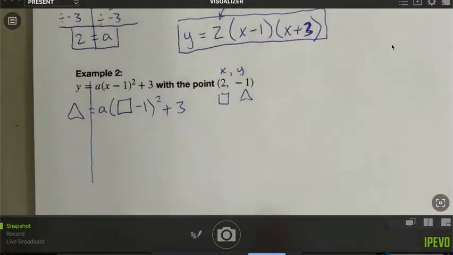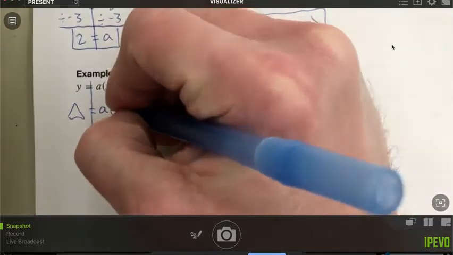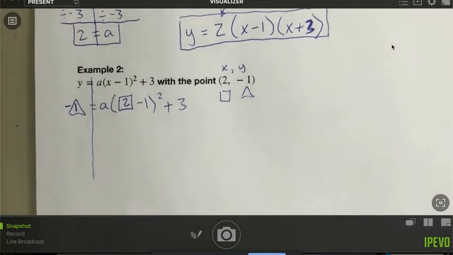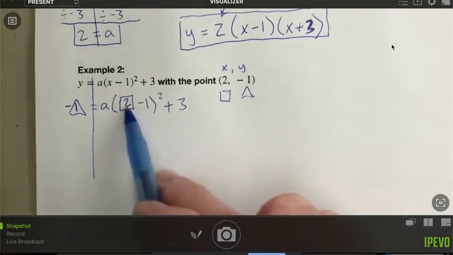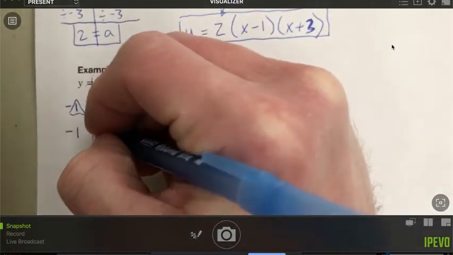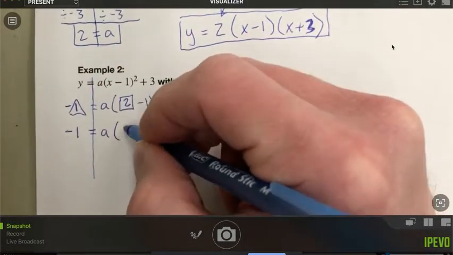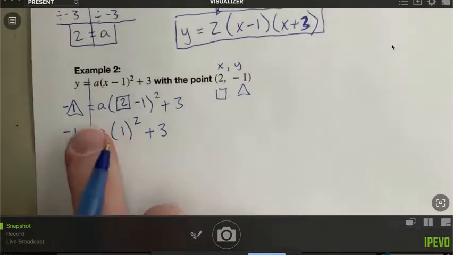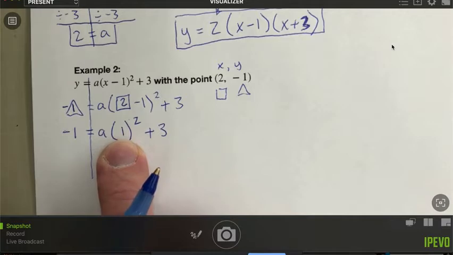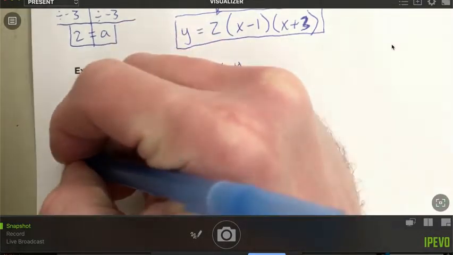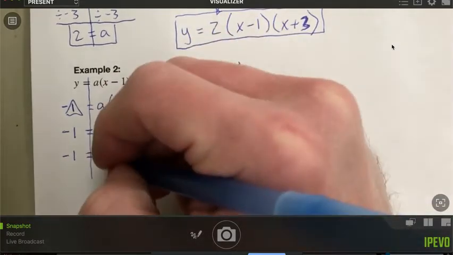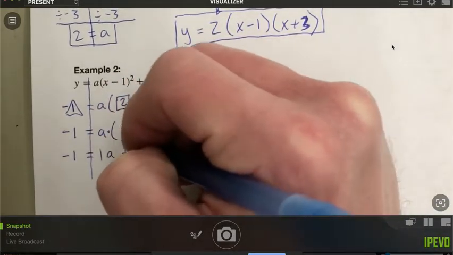All right, and this time my x value happens to be 2. And my y value happens to be -1. So I'm just going to start simplifying. I know order of operations says deal with inside parentheses first if you can. So we'll leave that a. I see 2 minus 1 is 1 to the second power. 1 to the second power is nice because that just means 1 times 1, which will just be 1 in this case. So I'll end up with a times 1, or just 1a, plus 3.